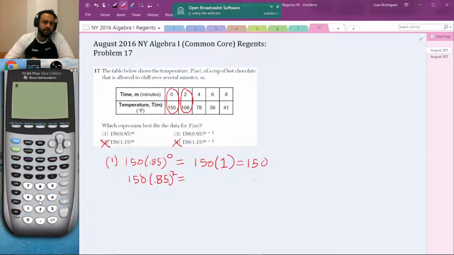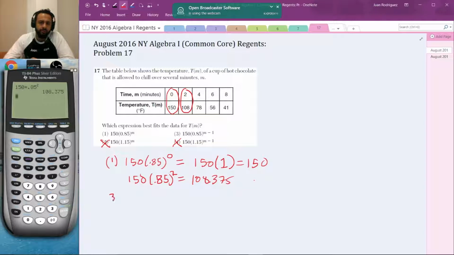Let's plug this into the calculator. 150 times 0.85 to the power of 2, and we get 108.375, which fits the data very nicely. So it seems to be that choice 1 is the answer.